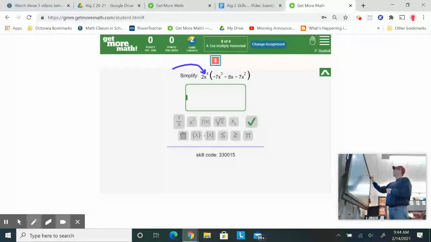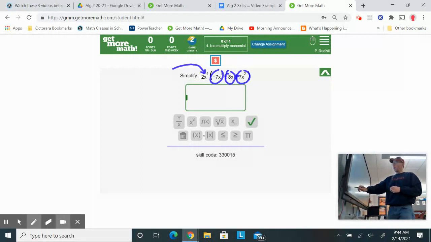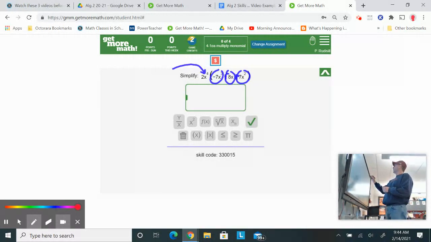Negative 7x to the third. You can change this to adding the opposite and look at that as a negative 8x, and same with the last term, a negative 7x squared. So to do that multiplication, you're going to use the distributive property.